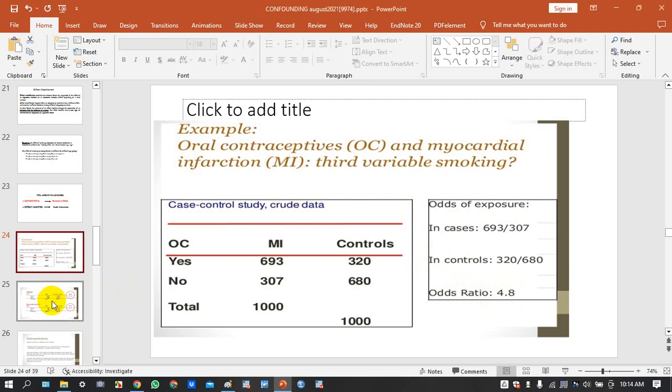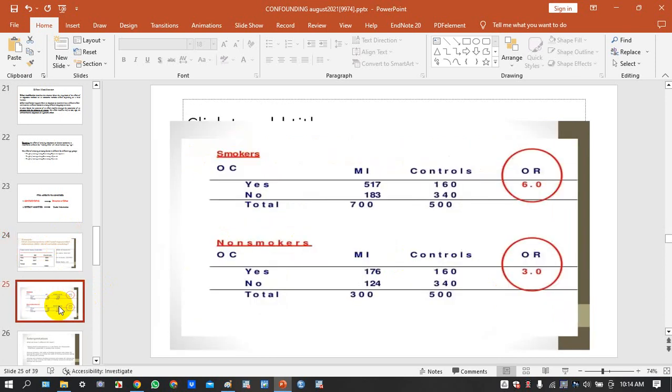But how can oral contraceptives give a 5-fold increase in the odds of myocardial infarction? Then almost every woman would be having a heart attack now. So let us find out whether there is a confounder over here. So we come here, smoking. There are some of the women who smoke in addition. They take the contraceptives and they still smoke. Others take the contraceptives and they don't smoke.